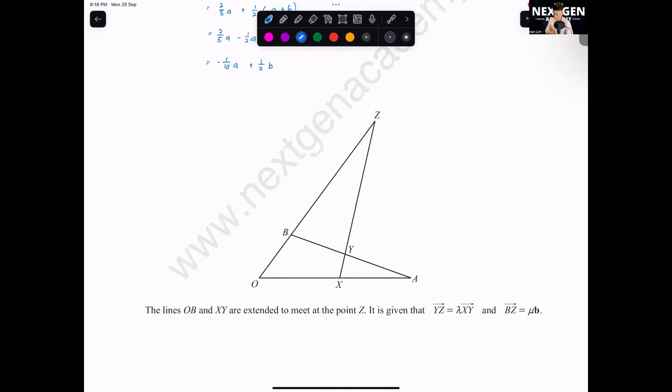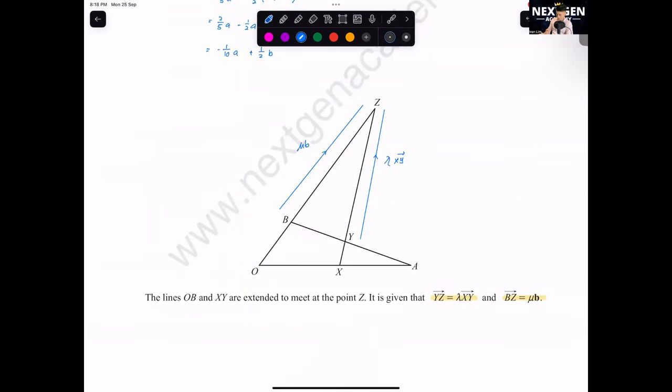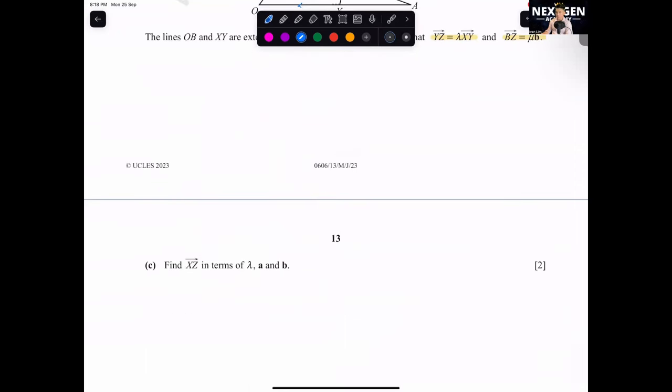The lines OB and XY are extended to meet at the point Z. It is given that YZ is lambda XY, and BZ is mu B. Okay, let's plot it out first. So here is mu B, here is lambda XY. Okay, so we write down whatever. This one later we'll need to use. From the previous question just now, this one is B. Later we need to use this XO, negative 3 over 5A. Find XZ in terms of lambda, A and B.